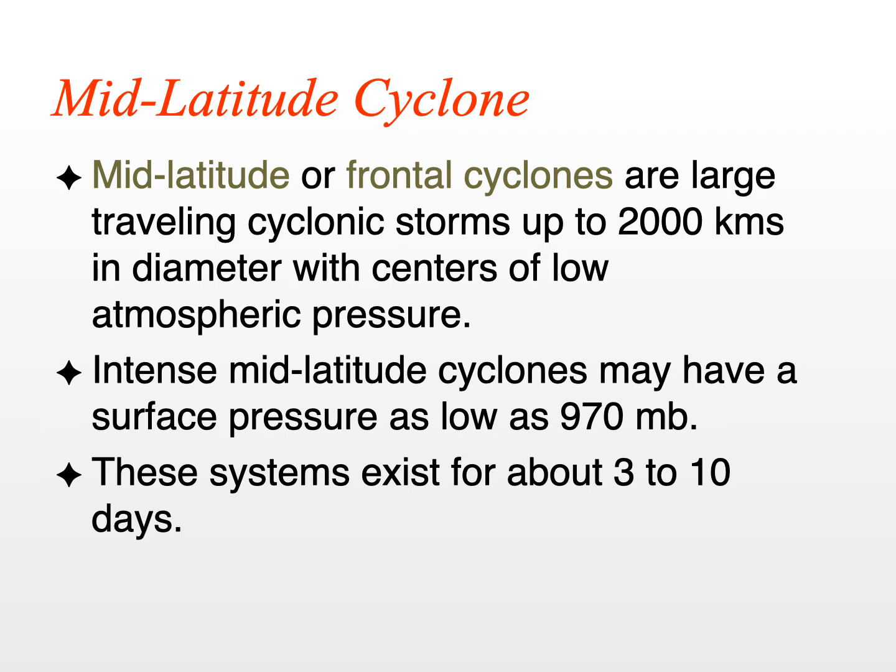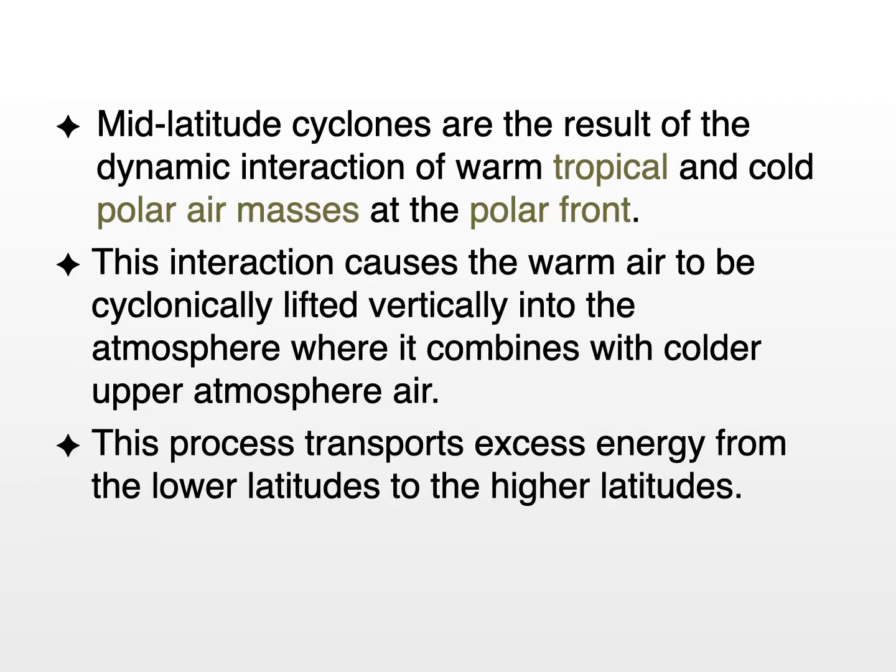Their development is associated with the jet stream, and they usually develop in the straightaway part of a bend in the jet stream. These mid-latitude cyclones represent the dynamic interaction that is occurring between warm tropical air and cold polar or Arctic air. And this is occurring along some sort of frontal zone, which we can call the polar front.